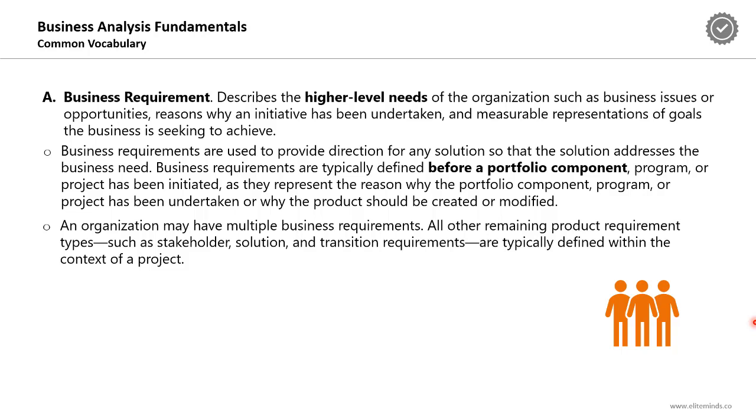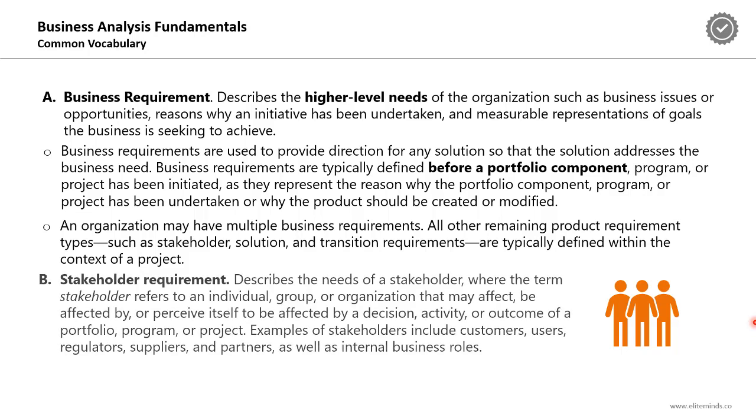An organization may have multiple business requirements. All other remaining product requirement types, which we will explain shortly, such as stakeholder, solution, and transition requirements, are typically defined within the context of a project. So again, requirements can be business requirements, stakeholder requirements, solution requirements, or transition requirements. The business requirement is the only one that is usually defined before the initiation of the project itself. It's from the organizational perspective. Other types are defined within the context of a project.